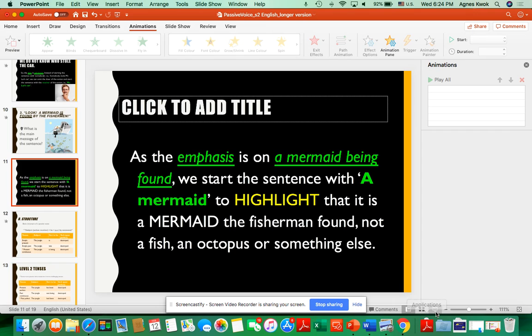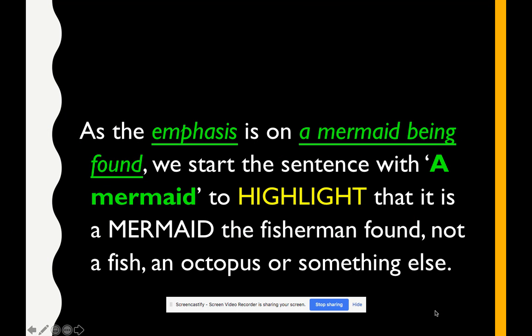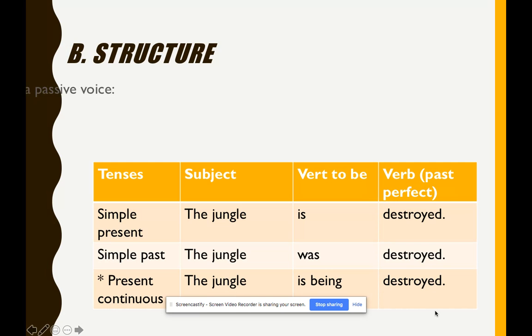All right. So, therefore, you need to start by saying a mermaid was found, to emphasize that action. A mermaid being found is the most important thing. Having talked about the function, I hope that you have some basic idea about it. And now let's look at how we can form the passive voice sentences.